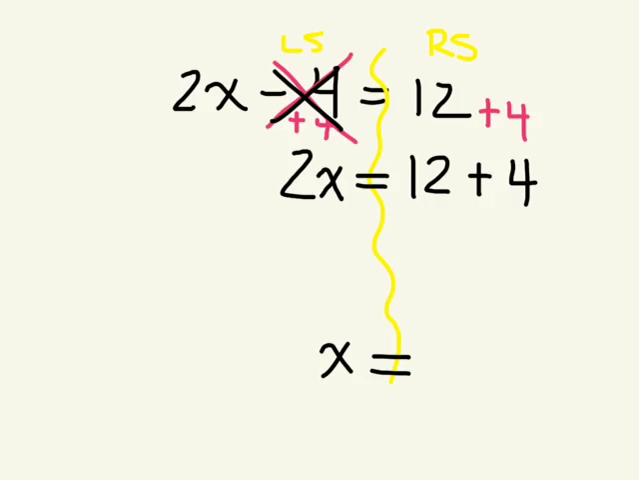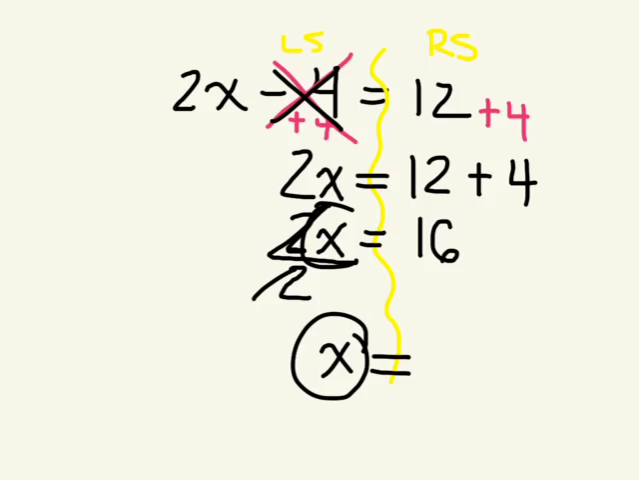Can you add 12 and 4? Yep. What is it? 16. Good. So I have 2x equals 16. Now this says 2 times a number, right? That's multiplication. What's the opposite of multiplication? Division. Good. So if I divide this by 2, this cancels out, right? So I'm only left with x, which is what I was trying to do.